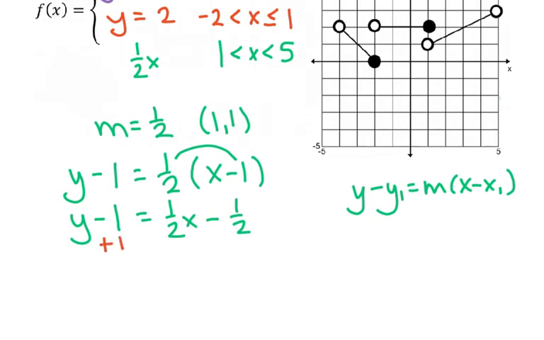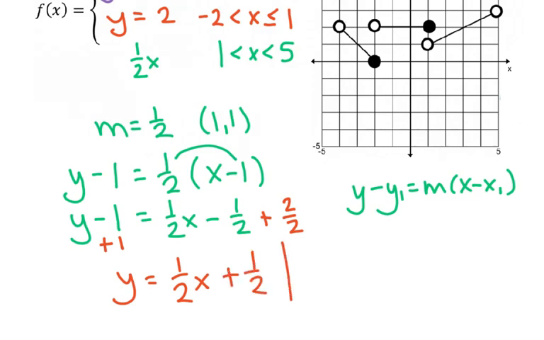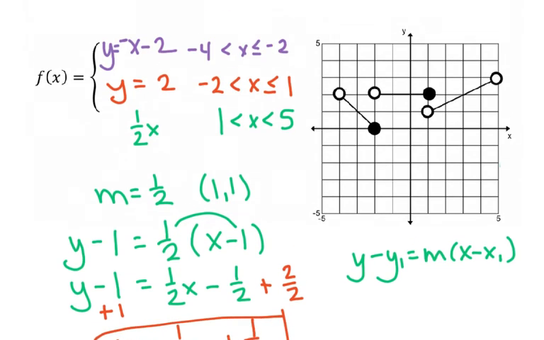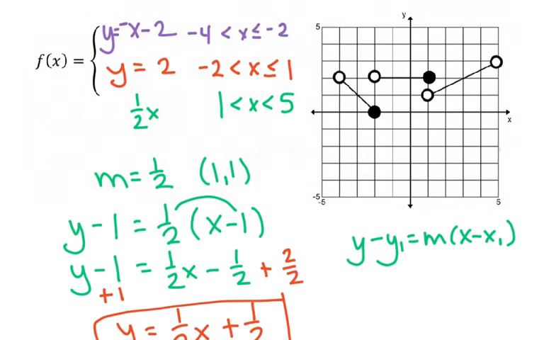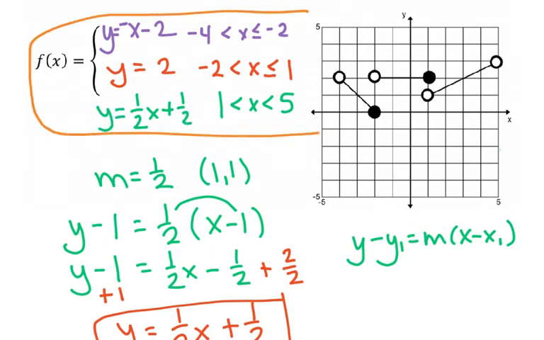I'm going to add 1, and I'm going to add 2/2 because that's 1. So y is equal to 1/2 x, -1/2 plus 2/2 is 1/2. And so that's my line. So I'm going to come back up here, and I'm going to say 1/2 x plus 1/2, and that's my line. So this is my piecewise function defined.